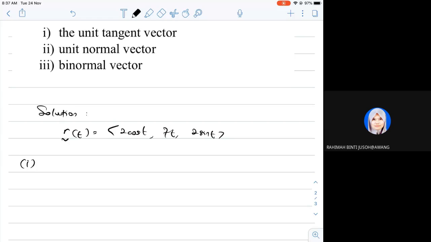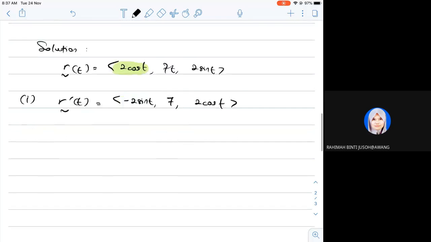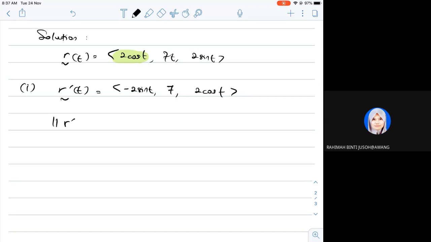In order to calculate the unit tangent vector, we have to differentiate our r. So find r prime t. You have to differentiate 2 cos t. What should you get? Negative 2 sin t. Yes, negative 2 sin t. And then we have 7, and then we have 2 cos t. Good. Next, you need to find the magnitude of r prime t.